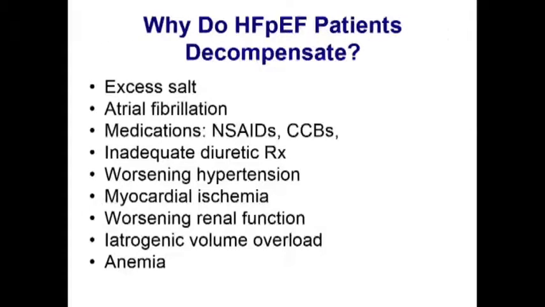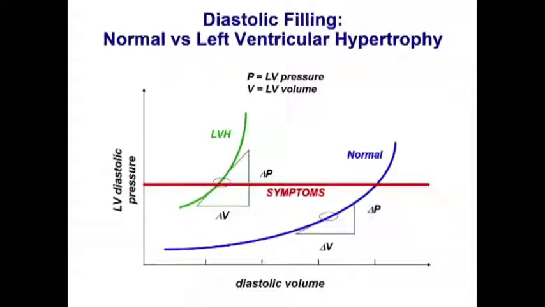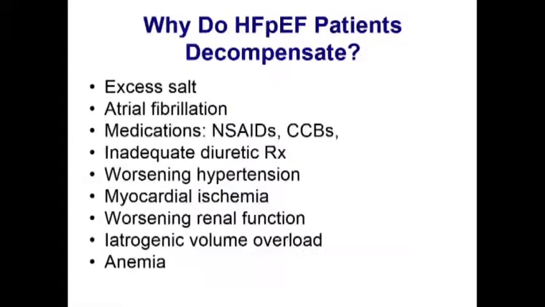Because we will, by diuresing her, shift her down on that steep Frank Starling curve so that with a reduction in diastolic volume, she will get below that symptom horizontal line and feel better. And that's what happens to these people in the emergency room when they're sent home. So they need to know about their diet, they need to know about volume excess and all these other things. Okay.